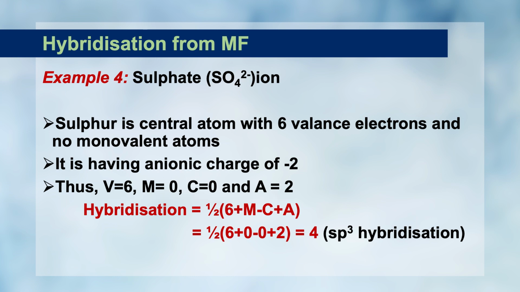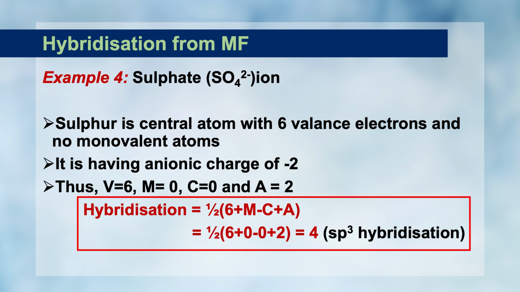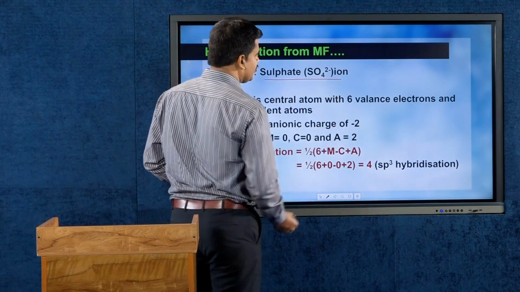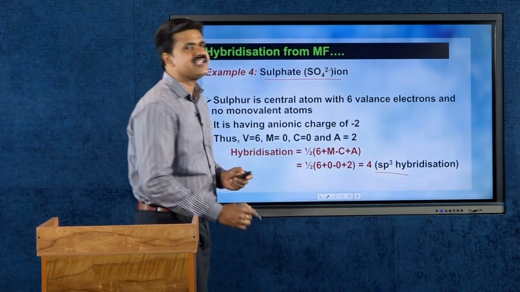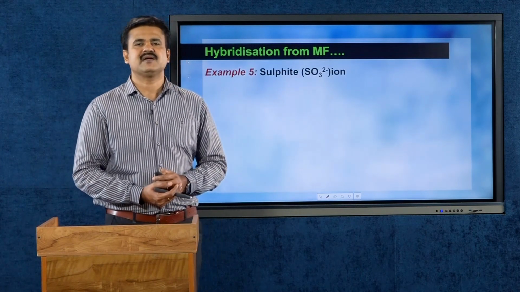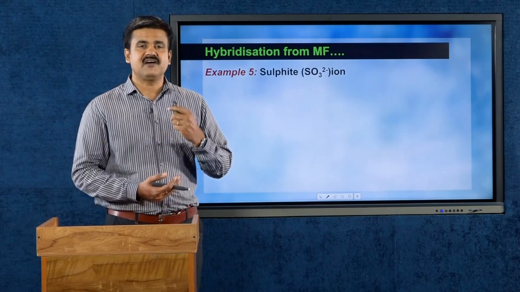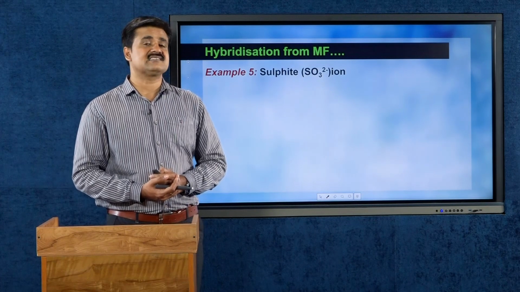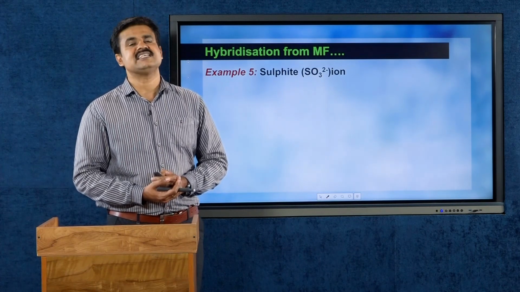On substituting in this expression, we will get the hybridization equal to 4. That means 4 orbitals take part in hybridization. For simple molecules and ions, the 4 orbital hybridization is nothing but sp3 hybridization. Thus, we can arrive at the conclusion that the sulfate anion shows a hybridization of sp3. We can now take another example, that is nothing but sulfite ion. Sulfite ion is SO3 2 minus ion. SO4 2 minus is sulfate and SO3 2 minus is sulfite.